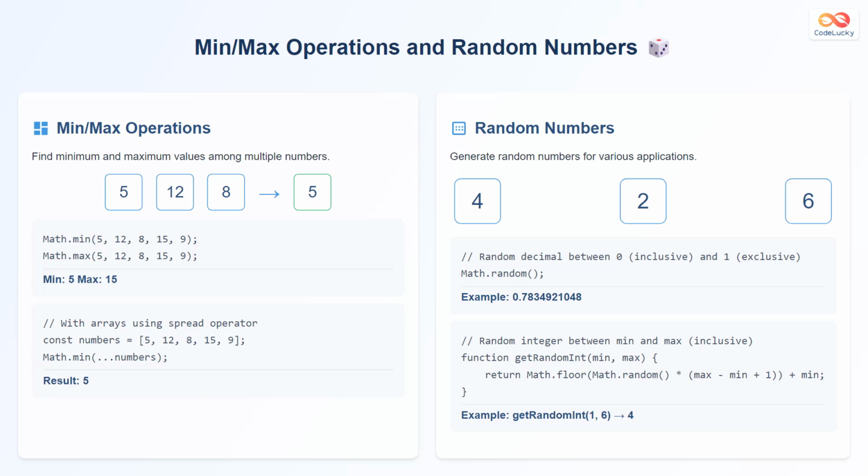The Math object also provides a random function which generates a random decimal number between 0, inclusive, and 1, exclusive. To generate a random integer between a minimum and maximum value, both inclusive, you can use the provided function which uses Math.floor and Math.random.